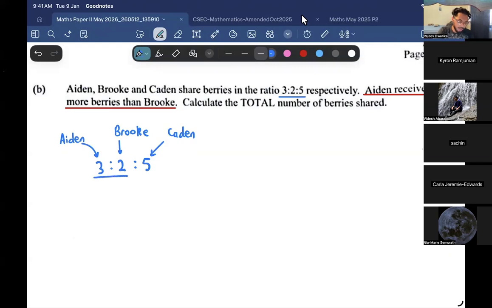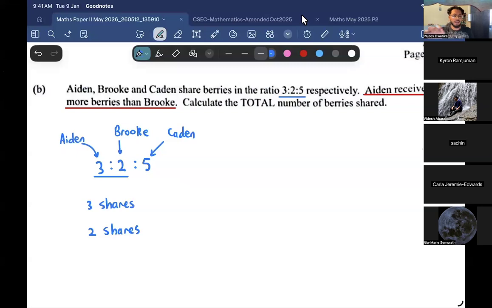So you know what I'm going to do? I'm going to underline these two over here. So Eden received 3 shares. This is Eden. And Brooke received 2 shares. Now tell me, Sachin, how many more berries did Eden receive than Brooke? 12. You okay with that, right?